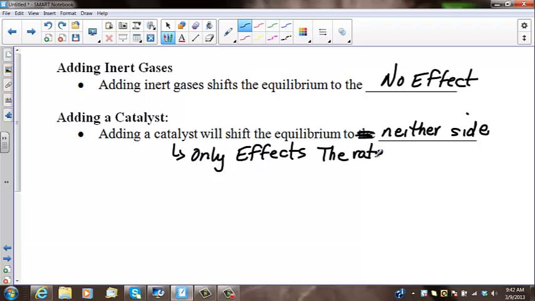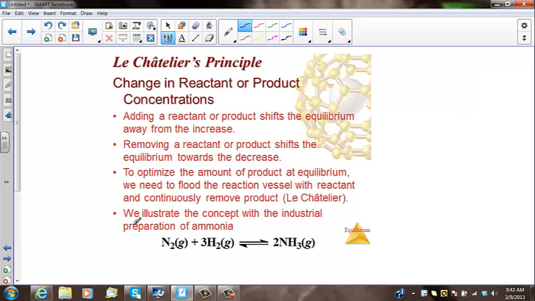So it will affect the rate of the forward reaction and the reverse reaction in the same capacity. Okay, let's look at the famous Haber reaction, a change in reactant or product. The Haber reaction is the production of ammonia from nitrogen gas and hydrogen gas. So if I add a reactant or a product, it shifts away from the increase.